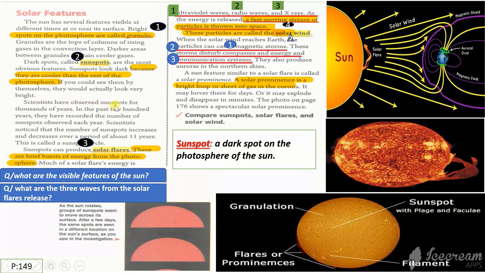Scientists have observed sunspots for thousands of years. In the past few hundred years, they have recorded the number of sunspots observed each year. Scientists noticed that the number of sunspots increases and decreases over a period of about 11 years. This is called a sunspot cycle. Sunspots can produce solar flares.